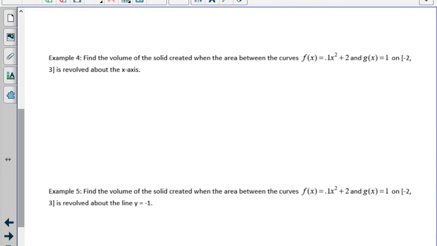Okay, the next 2 examples. Find the volume of the solid created when the area between these 2 curves, f and g, on -2 to 3 is revolved around the x-axis, which is the same thing as y equals 0, and y equals -1. So first, we'll deal with the case where y equals 0.